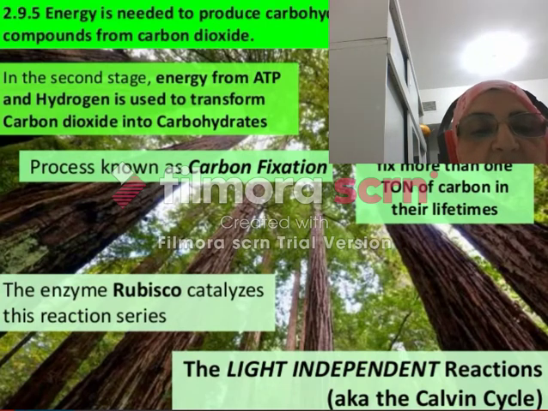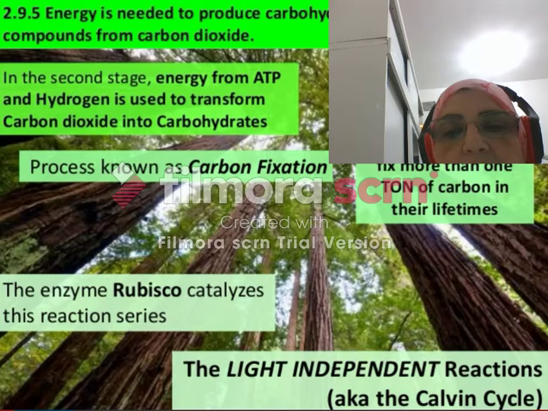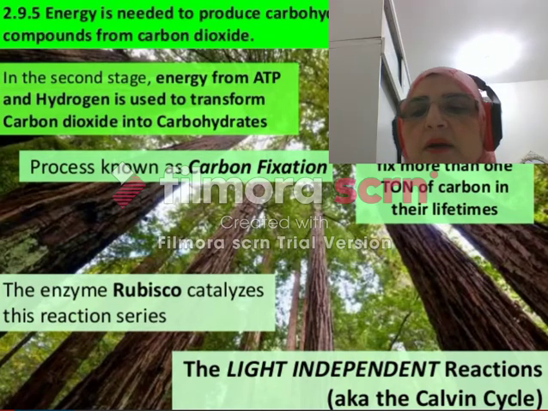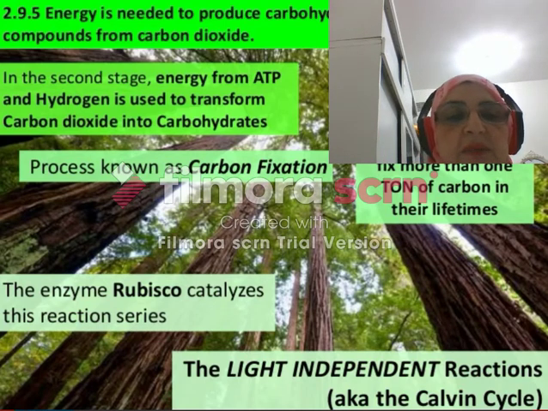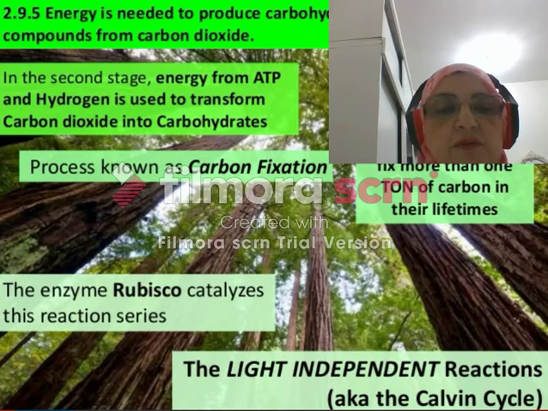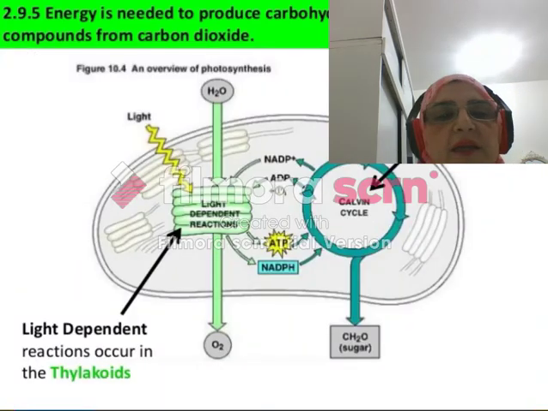The enzyme which catalyzes the process of carbon fixation, we call it rubisco, ribulose bisphosphate carboxylase. This is a very important enzyme because it catalyzes the first stage in the light-independent reaction where carbon dioxide will be fixed into high-energy food molecules like carbohydrates. Energy is needed to produce carbohydrate and other carbon compounds from carbon dioxide. You can see here, this is a summary for the whole process.